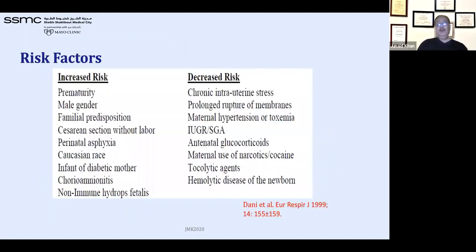Now, you all know this is a bookish picture, a very old slide from Danny at the European Respiratory Journal in 1999. Prematurity, male gender, familial predisposition, asphyxia, Caucasian race, infant of diabetic mother, chorioamnionitis, and non-immune hydrops fetalis can all cause respiratory distress. And these are some factors which can decrease the risk.